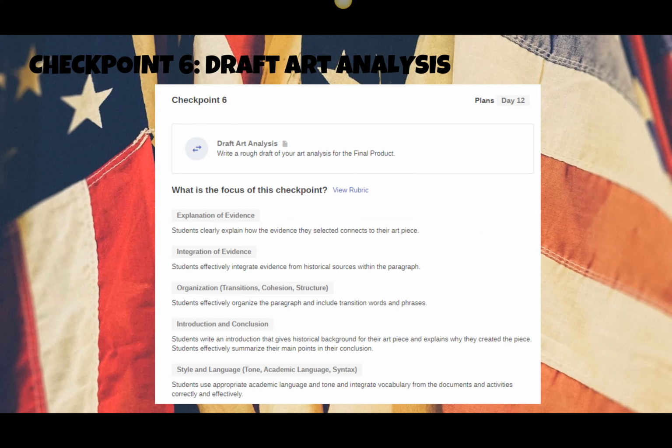Integration of evidence: the students effectively integrate evidence from the historical sources within the paragraph. As long as you have evidence and it's relevant, you should get a good score for that. Organization: students effectively organize the paragraph and include transition words and phrases. Introduction and conclusion: you just can't go straight into talking about a topic. You want to introduce it with some historical background, and then you also want to provide a concluding statement which summarizes your main points.